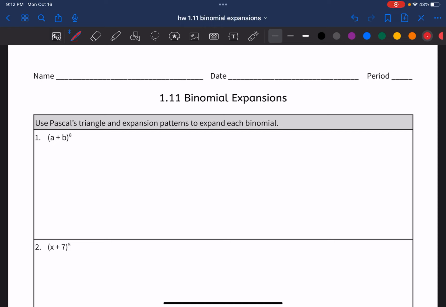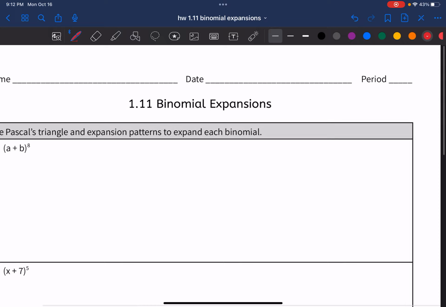Hey friends, today your assignment is to do these binomial expansions. Yesterday we went over the process of how to do this. There's two main things. You need to have Pascal's triangle in front of you, and then you need to know the pattern that goes on with the exponents. So first thing, let's create the triangle.